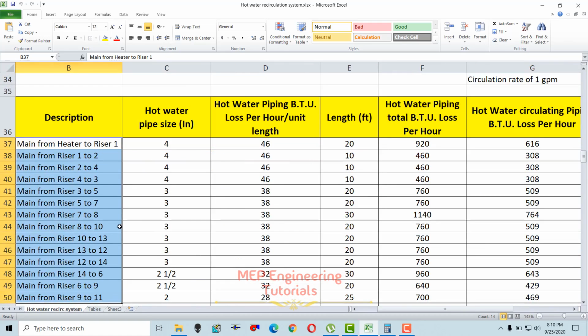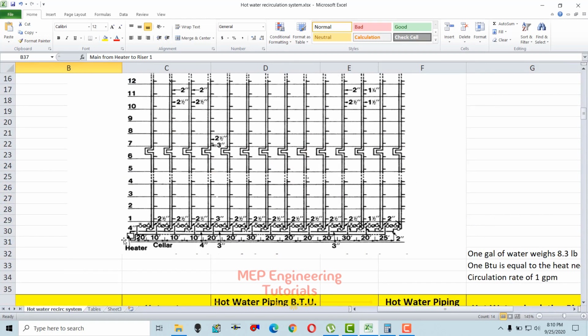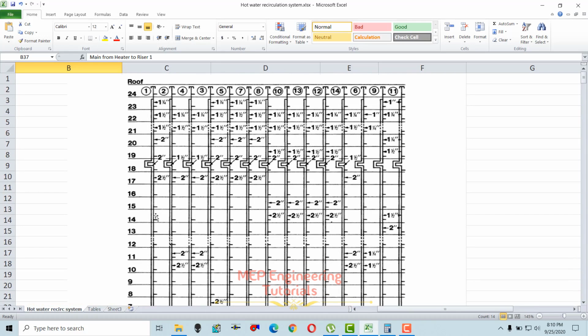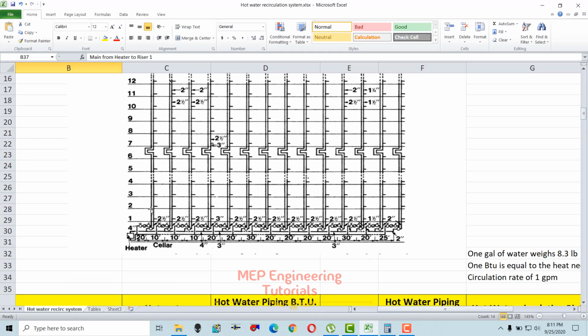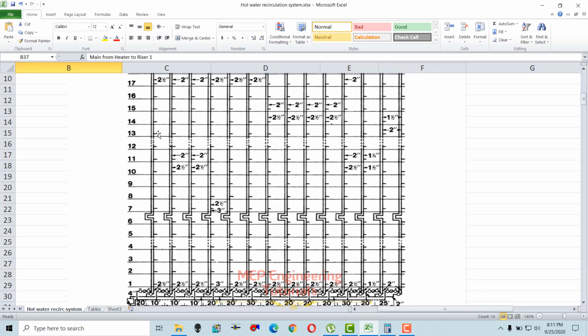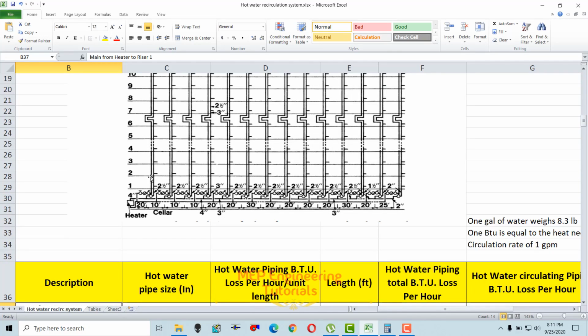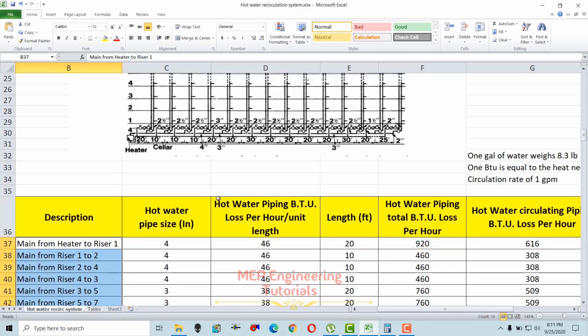If I zoom in, you can see this is our water heater installed in the basement, and this is the hot water supply piping. It goes all the way up to the 24th story, and then there's the hot water recirculation piping, which goes back into the heater. So we are going to design these recirculation lines: the risers, and the main for the recirculation system.